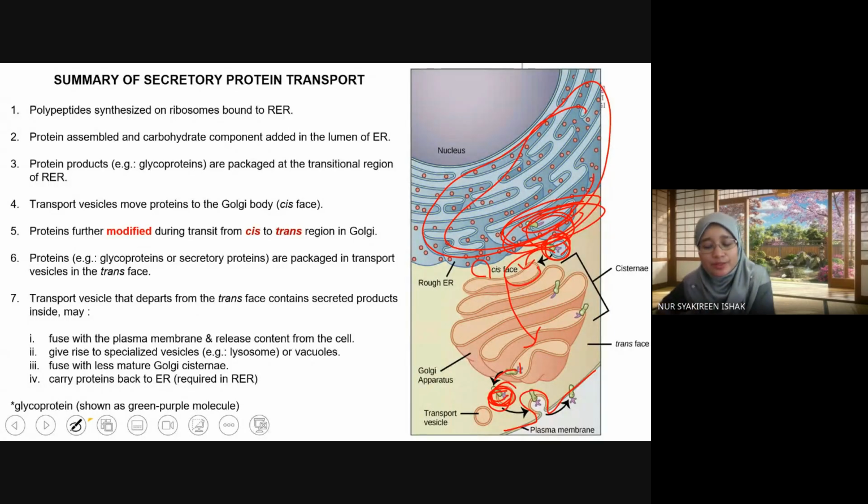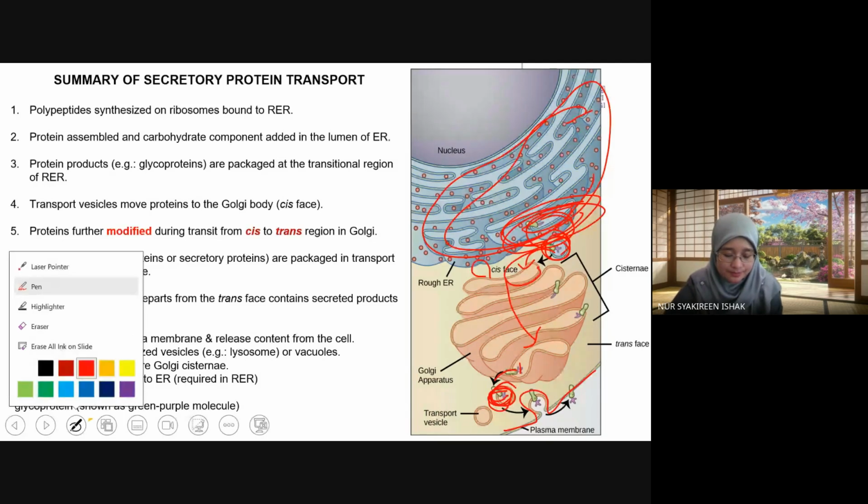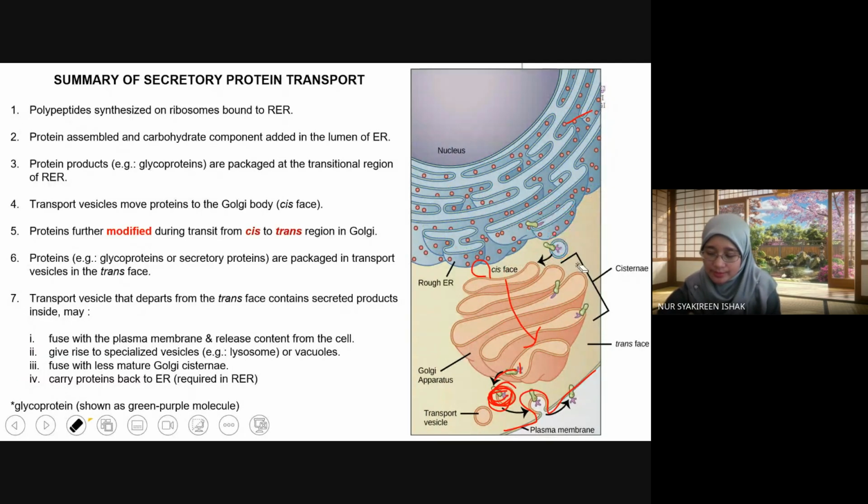So, summary for the secretory protein transport. It says here: polypeptide synthesized on ribosome bound to the rough ER. So this is rough ER. I'm going to erase all this.